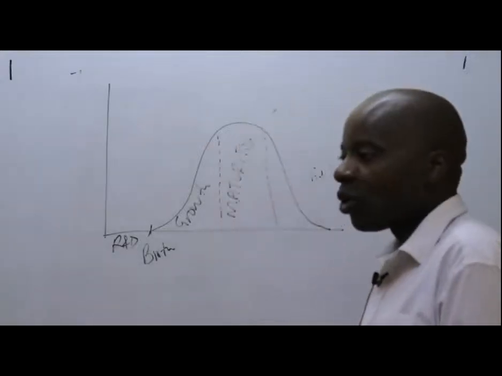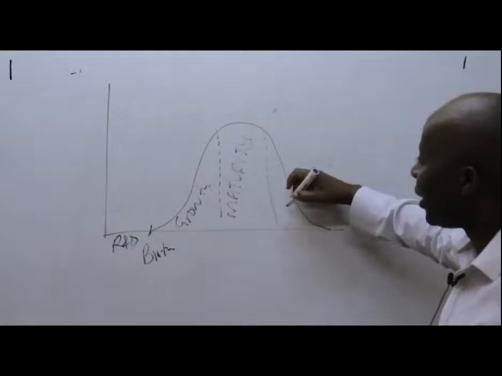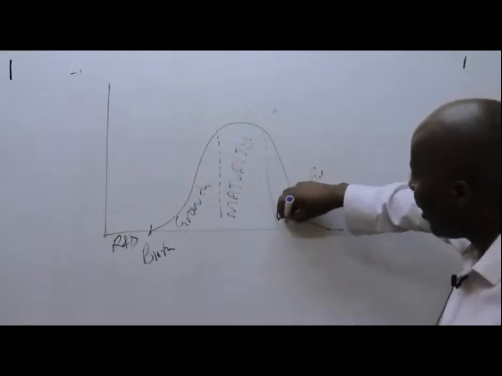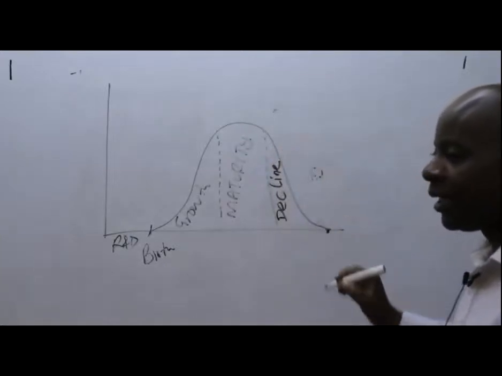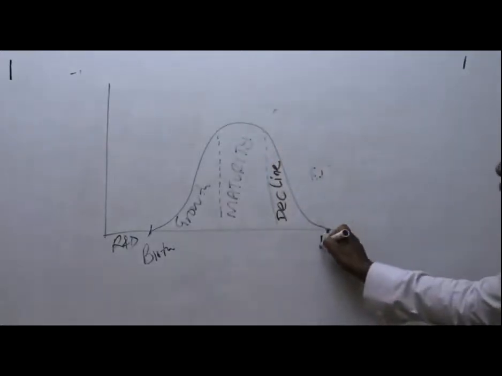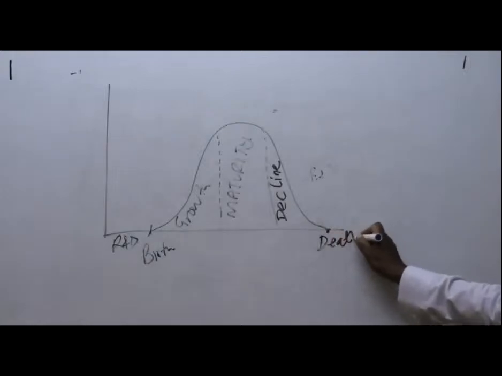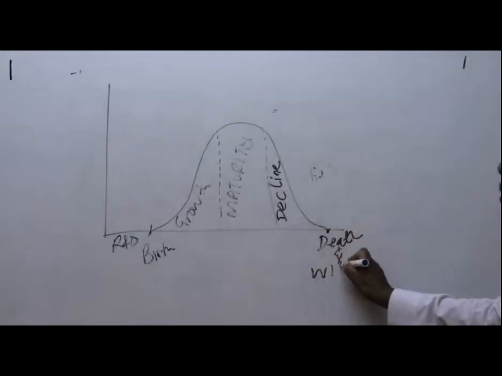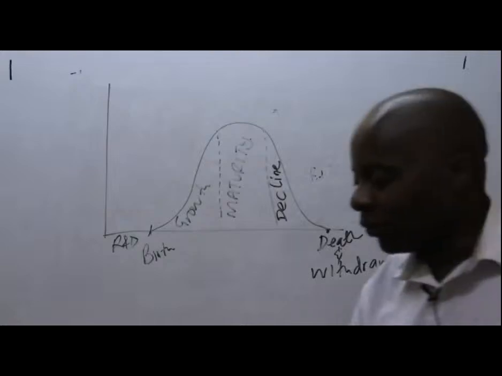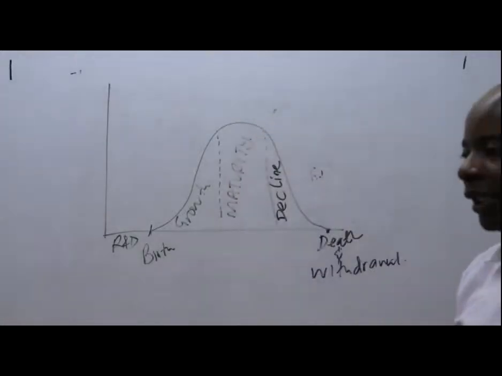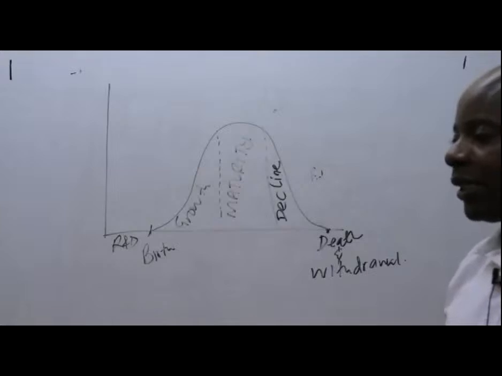And then we'll come and talk of death. Not death first of all, we have decline. We have decline, and then lastly, we have what we call the death and withdrawal from the market. Please draw this very fast. Death and withdrawal from the market.